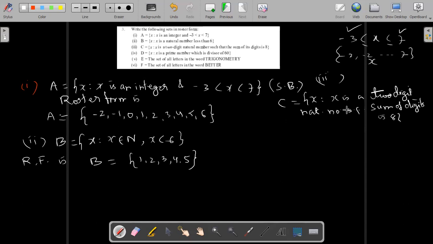How will we find them? We will start from 1, 1 plus 7. We cannot start from 0 because 0 and 8 will not make a two-digit number.